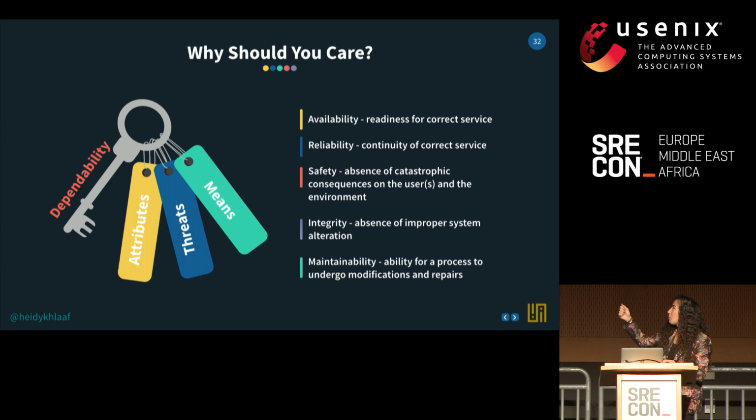I'm only going to talk a little bit about attributes. So we care a lot about availability, the readiness for correct service; reliability, continuity of correct service; safety, absence of catastrophic events; integrity, absence of improper system alteration; and maintainability, the ability for a process to undergo modifications and repairs. And this is super important for us. And like many people in the SRE community, we care a lot about traceability and logging, because without that, we wouldn't be able to modify a system and maintain it.